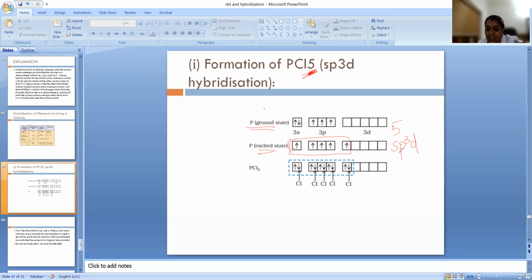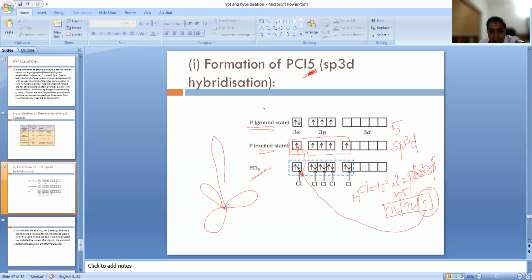And in the case of PCl5, what is happening with the sp3d hybridized orbitals? Cl, the atomic number is 17. So 1s2, 2s2, 2p6 and 3s2, 3p5, right? 3p5, how can we write it? 1 2 3 4 5. So one p orbital is half filled. This half filled orbital will give one electron to the hybridized orbitals. So sp3d orbitals are there: 3 will be like this, and 1 up and 1 down.